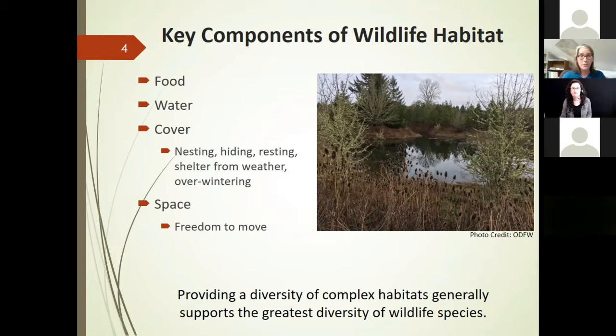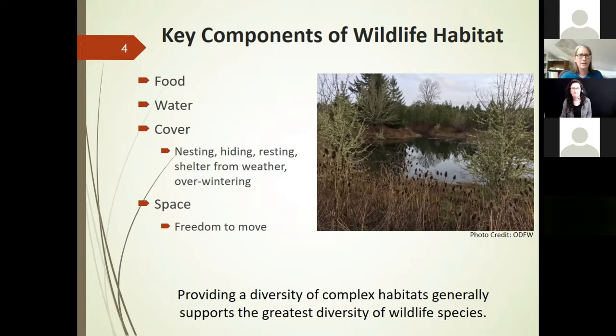Cover: all wildlife need some sort of cover. So cover means nesting habitat, breeding habitat, places to hide from predators, to rest, to sleep. Wildlife do sleep. They rest, they need shelter from weather conditions that are not conducive to them. And then cover also is needed for overwintering.